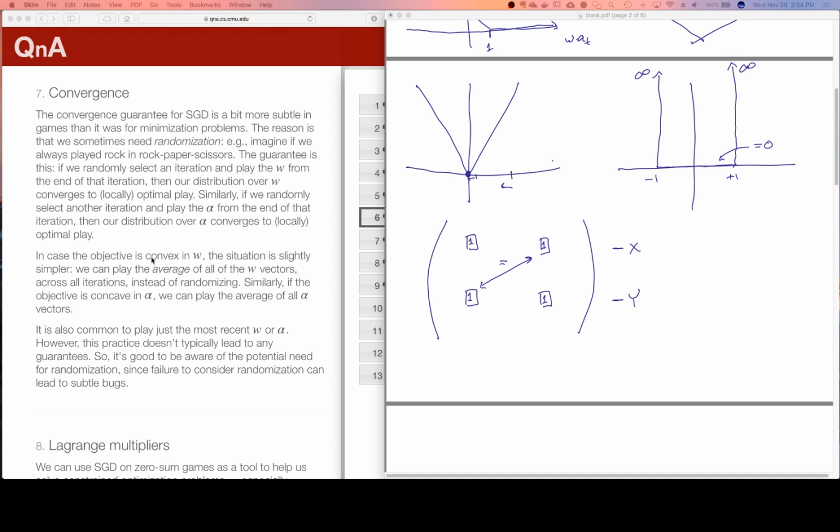And if you do that kind of randomization, SGD guarantees that you will in fact converge to an equilibrium, meaning a point where, given the play of the alpha player, the W is at a local minimum, and given the play of the W player, the alpha player is at a local maximum.